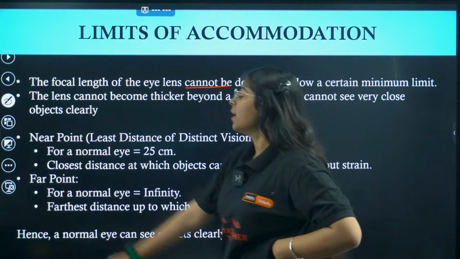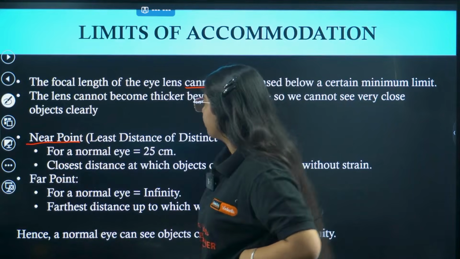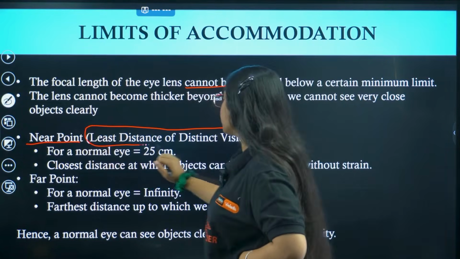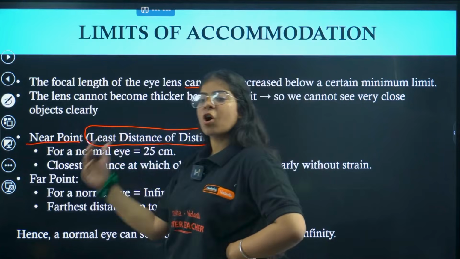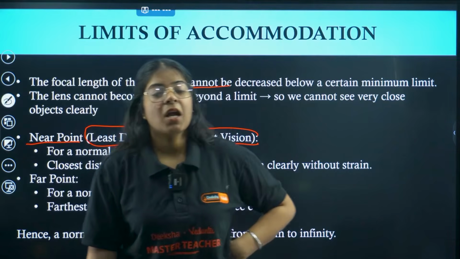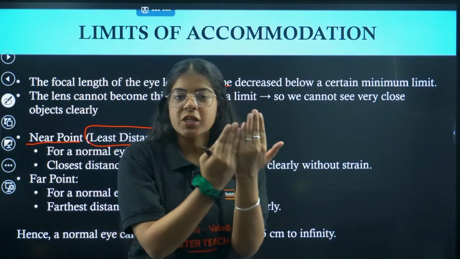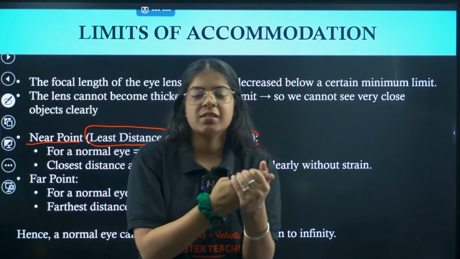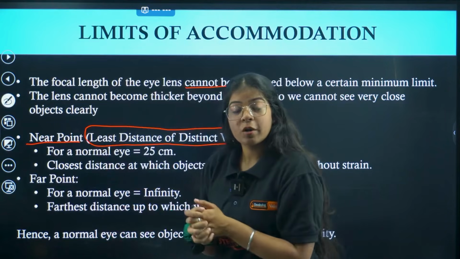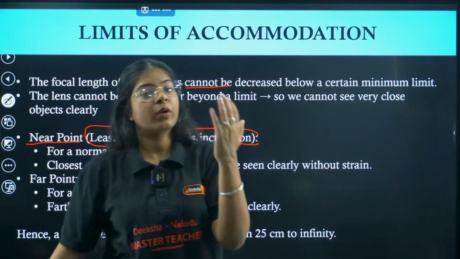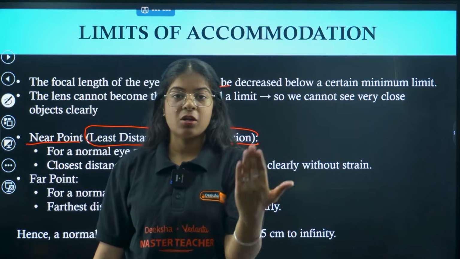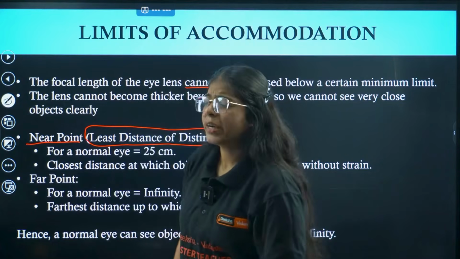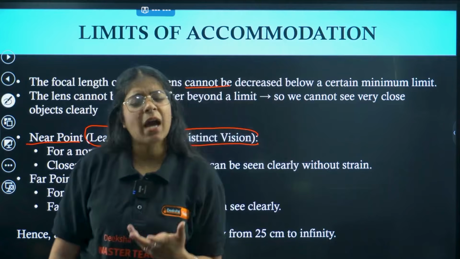That limit, my friend, is what we call a near point. That is the least distance of distinct vision. Remember this, what is it? Least distance of distinct vision, meaning the least distance where an object should be placed so that we can see it distinctly and clearly. So for our normal eye, it is 25 centimeter. When you read, do not place your notebook or your phone or your laptop nearer than 25 centimeter from your lens or your eye.